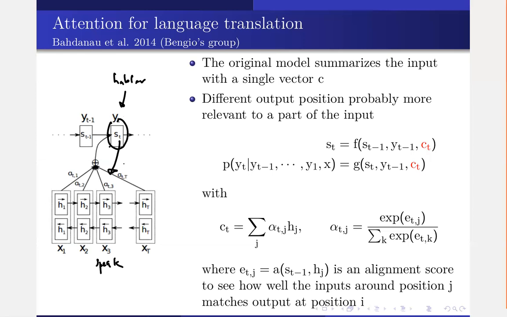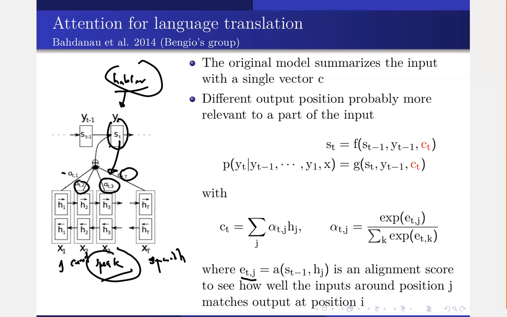And if you look at the hidden variable here, if you train the model well, supposedly this one should have a high correlation with this guy here. Therefore this ETJ for "habla" and "speak" should be big, and for the rest it would be small. So I have "cannot" here, "I" here, Spanish here, let's say. So I should have alpha T3 here big, and for the rest small. Therefore this CT will be focusing on this "speak" here.